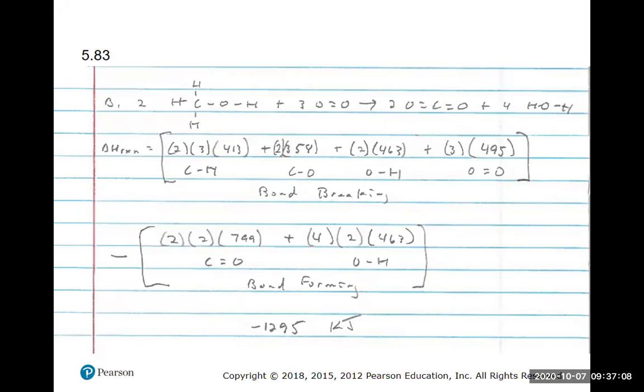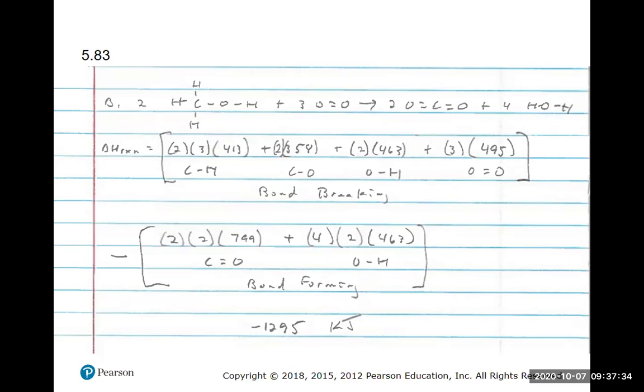The first molecule on the right-hand side is C double bonded to an O. I have 2 moles of those. So there's a 2 out in front, and then there's 2 of those types of bonds. So that's where I get 2 times 2. Then 799 is the bond energy for that particular bond, and we'd have gotten that value out of the table. So I've got that molecule done.